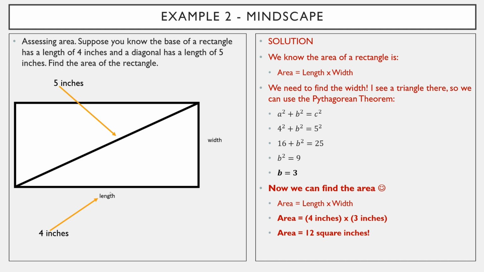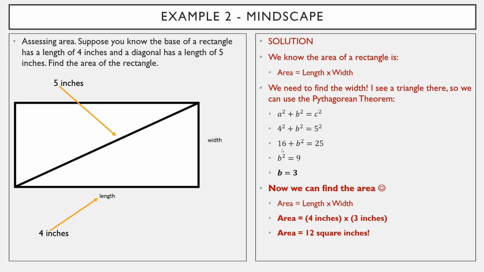If this is my A, that would be 4 squared. I don't know what the width is, so I'll let width be B. So then the B squared has to equal the hypotenuse squared, which would be 5 squared. Well, 4 squared is 16 plus B squared, 5 squared is 25.